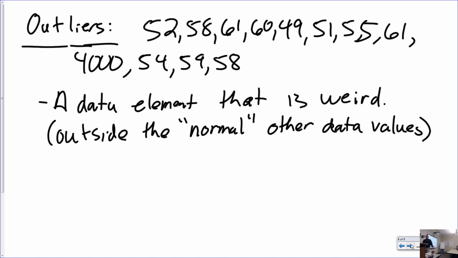Outliers are one of those things that statisticians actually still don't have a good grasp on. Some statisticians say that when you go to work with this data set, so if I was working with these 15 or 16 numbers, should I ignore the 4,000 or should I use it when I go to calculate data?